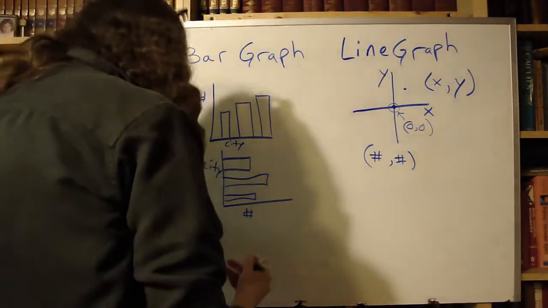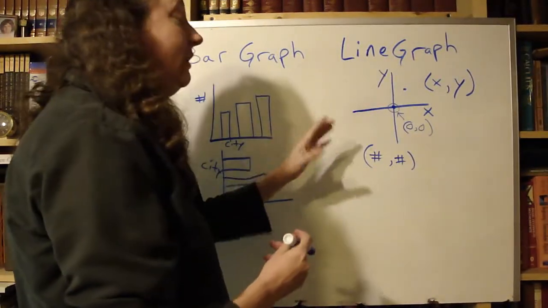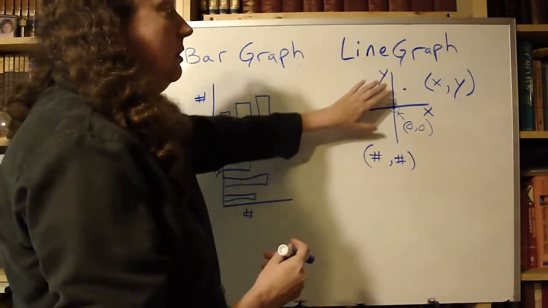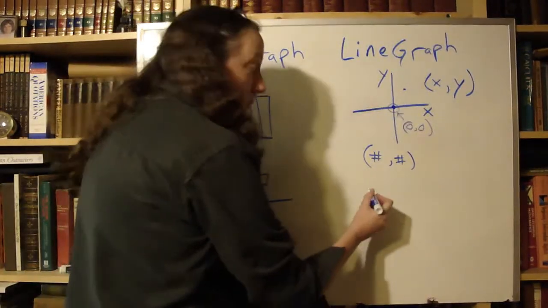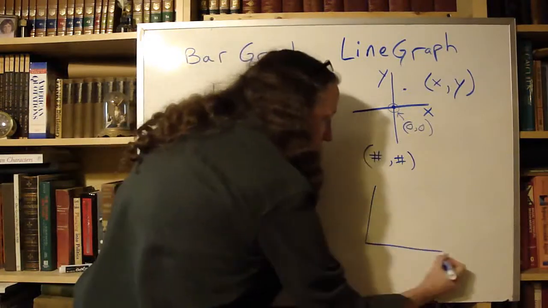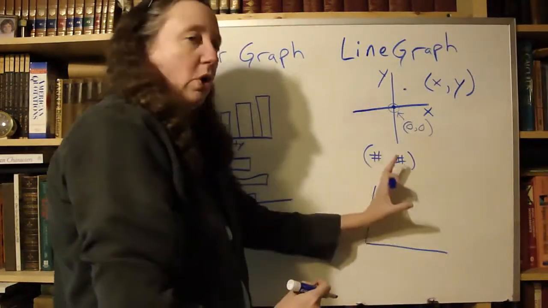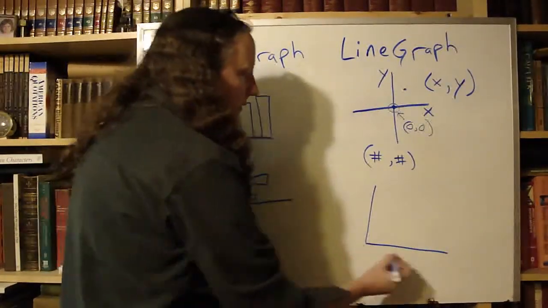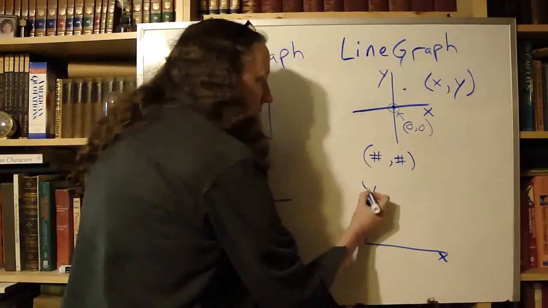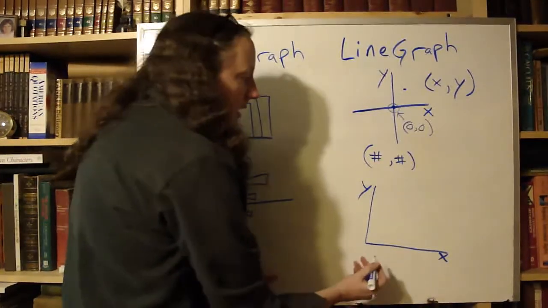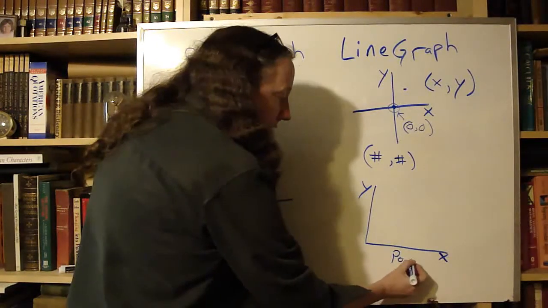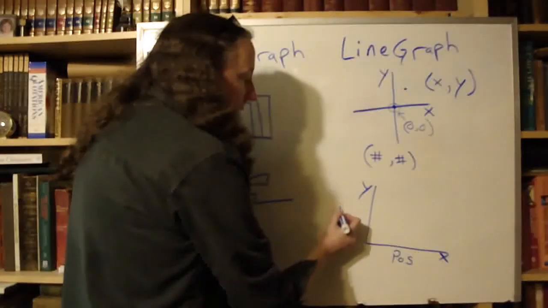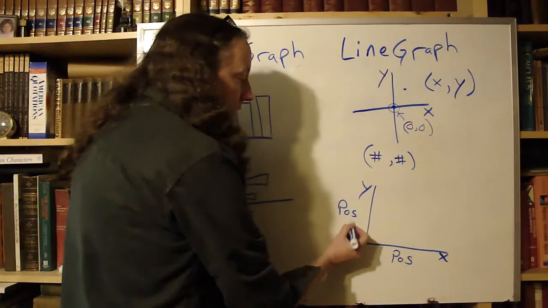Now the line graph doesn't always have to show all four parts of the graph. Some of them, most of them actually, will show just one part of it. And on this will all be your positive numbers over here, and these will all be positive numbers over here.